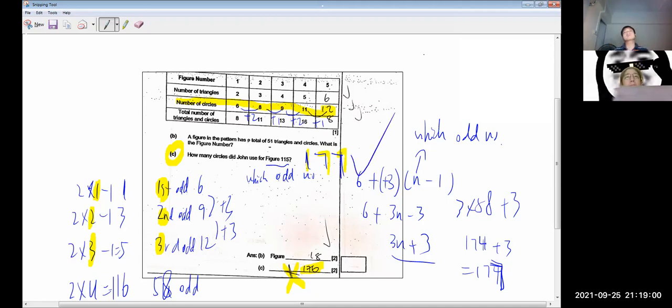But seriously, you need to memorize the formula. If you don't memorize the formula, you cannot. Basically, you are disadvantaged. I mean, you don't have any advantage if you cannot remember the formula.